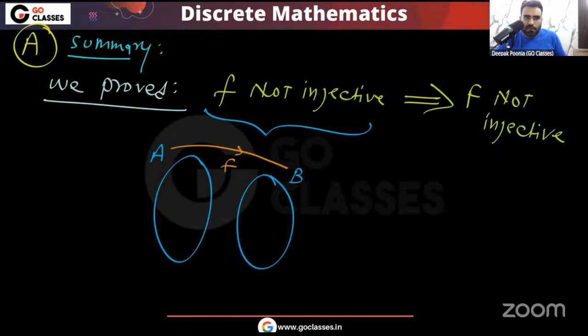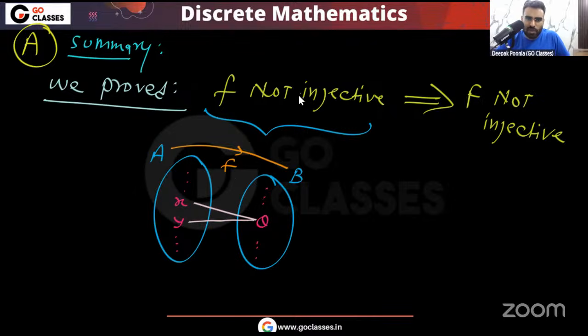So you can see, if F is not injective, then what does it mean? It means there are at least two elements x and y which map to the same element. Yes or no? At least two different elements x and y are mapping to the same element in the set B. Okay, this is the meaning of small f not injective. Small f is a function from set A to set B.